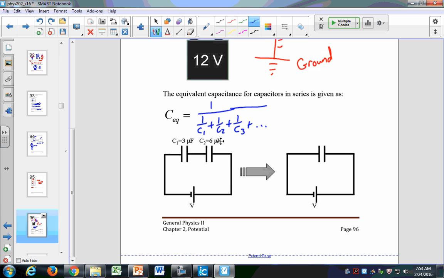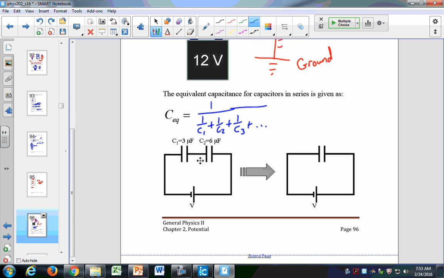So go ahead and try this. What is the equivalent capacitance of this 3 and 6 microfarads? Try it out. You shouldn't need your calculator. In fact, try to do it without your calculator. You'll find that I'll give you really easy numbers, and if you just try to not use your calculator, I think you'll find it go a little faster.